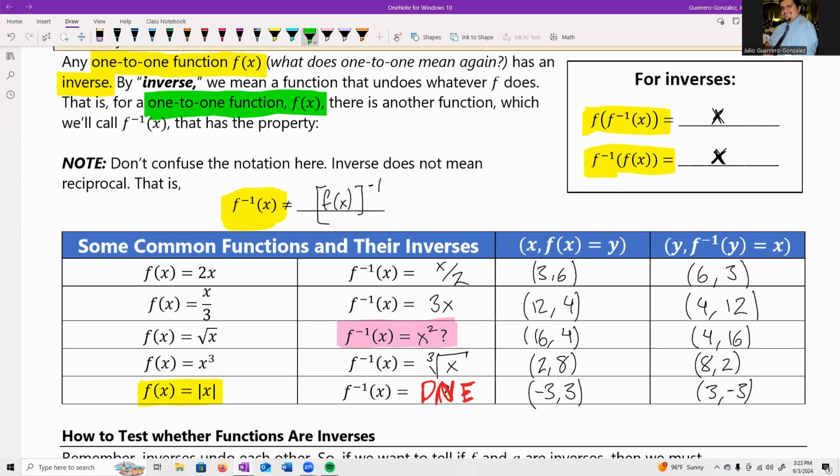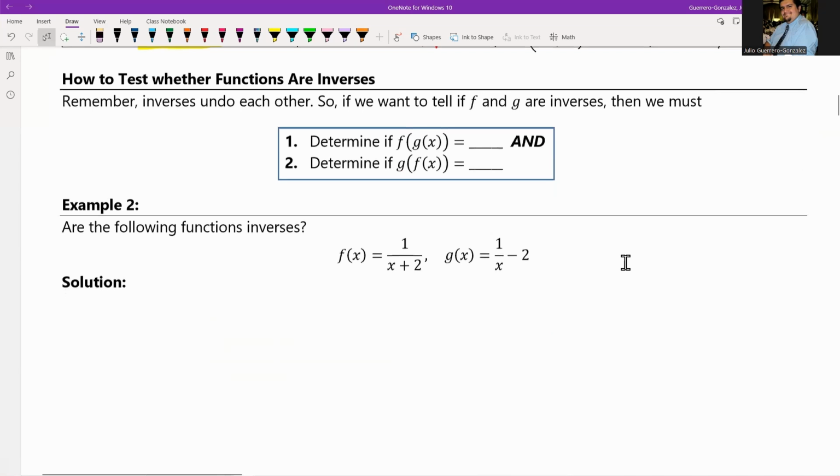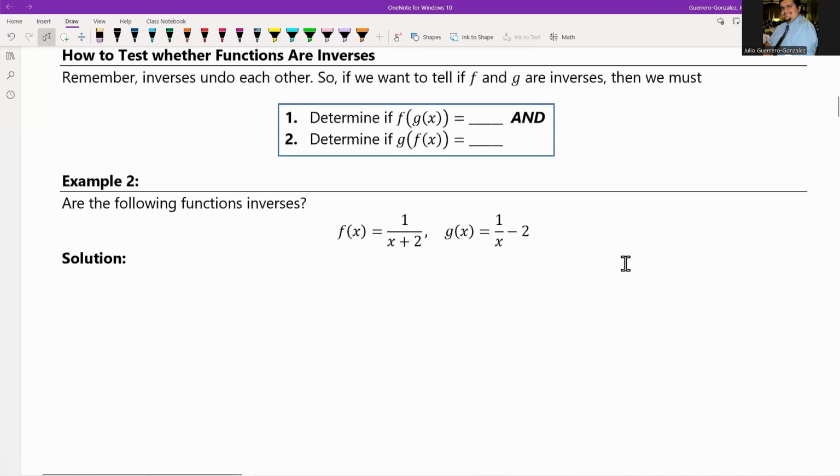All right. Okay, so now let's get into some nitty-gritty. How to determine whether two functions are inverses of each other or not. In order to do that, we need to grab one of the functions and stick it into the other. So determine if my f composed g is equal to x, and determine if g composed f is equal to x. So in practice, at least at this level of math, you just need to check one of the two, not both. So either one or two.